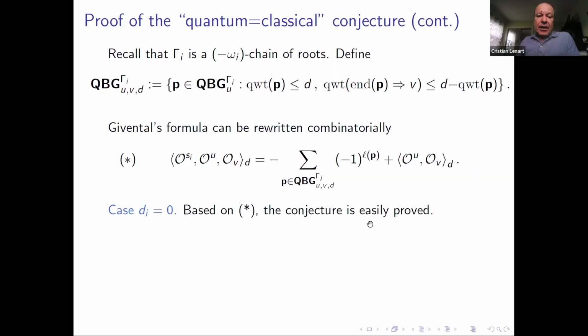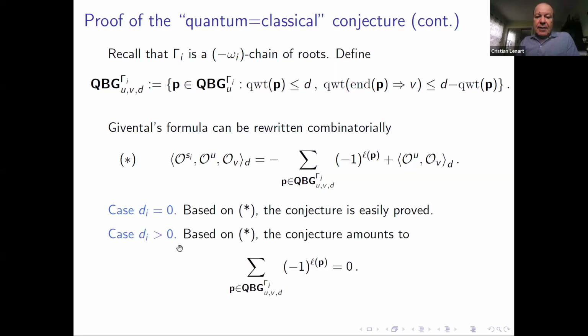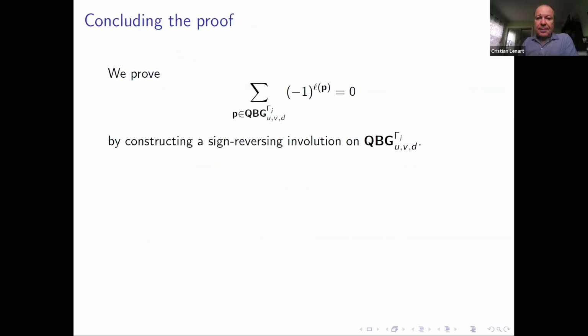And then the Buch-Mihalcea conjecture, in the case d_i equals 0, based on this equality, is very easy to prove. The case d_i bigger than 0 is a little bit more interesting. So in that case, we have to prove that this 3-point invariant on the left-hand side is equal to the 2-point invariant on the right-hand side, which would simply say that this sum here should be 0. So the conjecture just amounts to showing that this sum is 0. What we need is a sign reversing involution on these quantum Bruhat paths, a subset of Bruhat paths starting at u based on gamma_i. So we need to prove this.